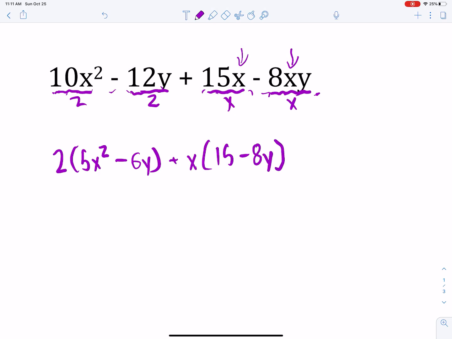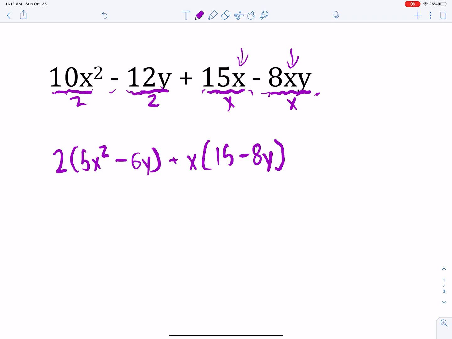Now this one is different than our last problem. You'll notice in this case, the parentheses aren't the same. Our first parentheses is 5x squared minus 6y. Our next parentheses is 15 minus 8y. So that didn't really help us. We weren't able to finish the factoring.